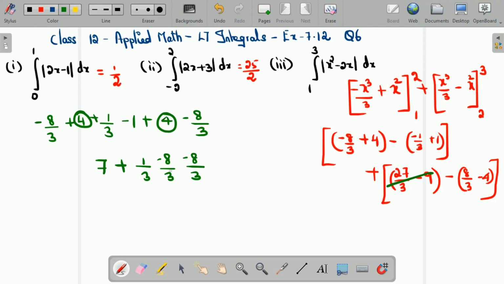So if you simplify, this is minus 16 and plus 1, so minus 15 by 3. So 7 minus 15 by 3, which is 7 minus 5. So the answer for the final integration is going to be equal to 2.